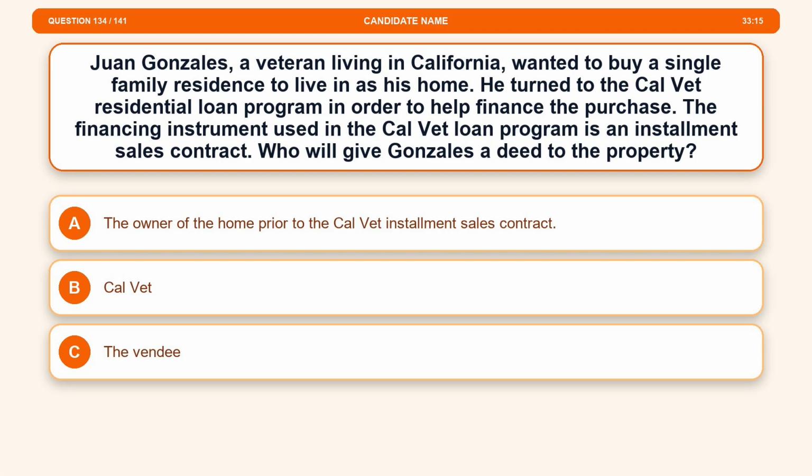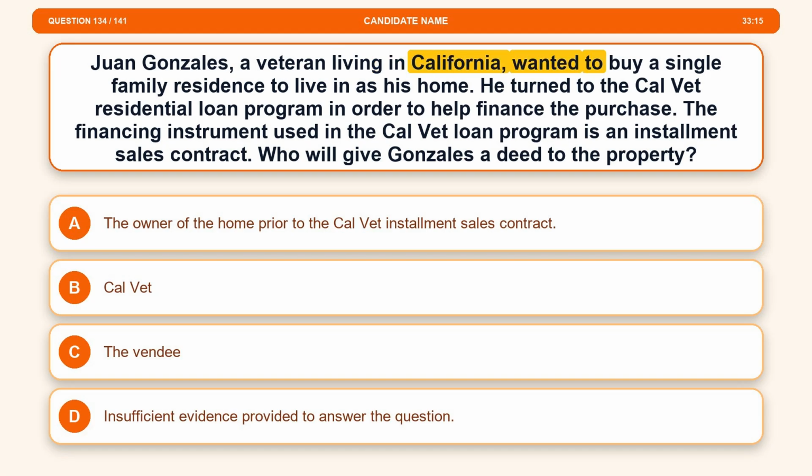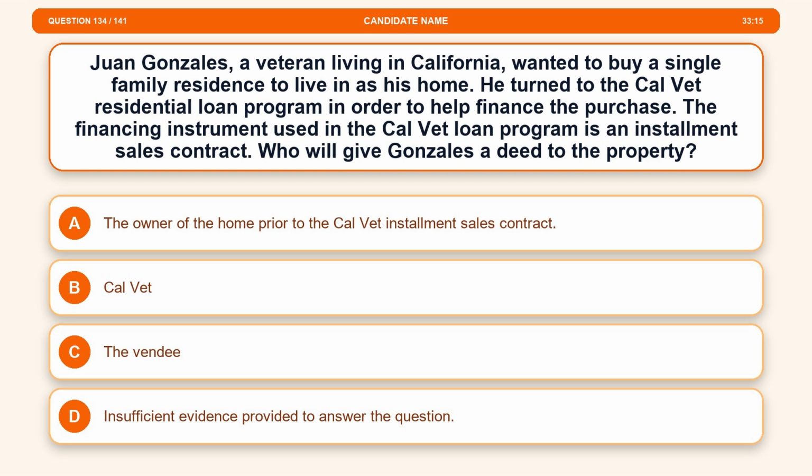Question 134. Juan Gonzalez, a veteran living in California, wanted to buy a single-family residence to live in as his home. He turned to the CalVet residential loan program in order to help finance the purchase. The financing instrument used in the CalVet loan program is an installment sales contract. Who will give Gonzalez a deed to the property? Option A, the owner of the home prior to the installment sales contract. Option B, CalVet. Option C, the vendee. Option D, is sufficient evidence provided to answer the question.